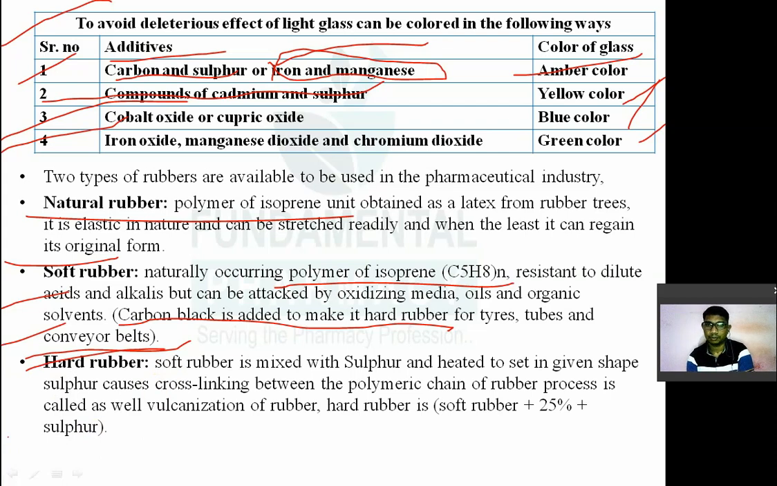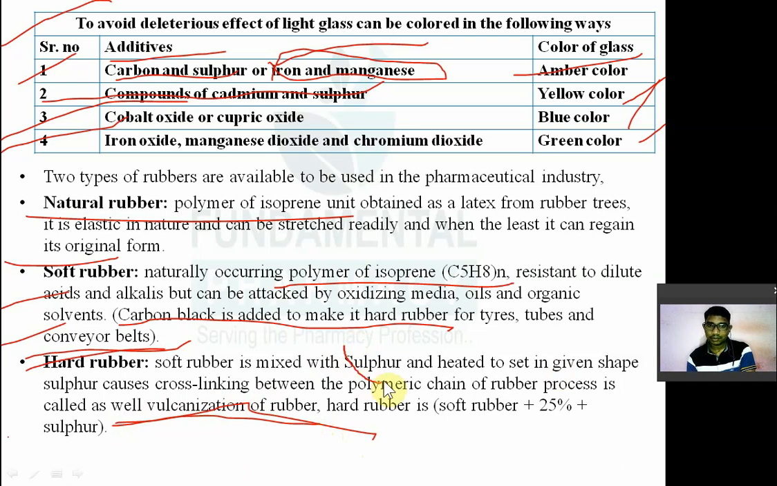So sulfur causes cross-linking of the polymeric chains of rubber. Addition of sulfur will cause cross-linking in the polymers of rubber, and the process is known as vulcanization of rubber. Vulcanization means hardening of rubber. So rubber is hardened by the addition of sulfur, and that's why sulfur is used as a vulcanizing agent.